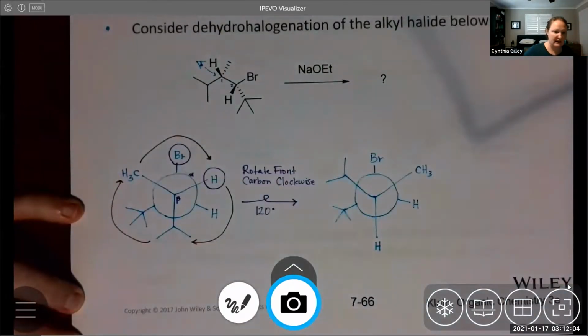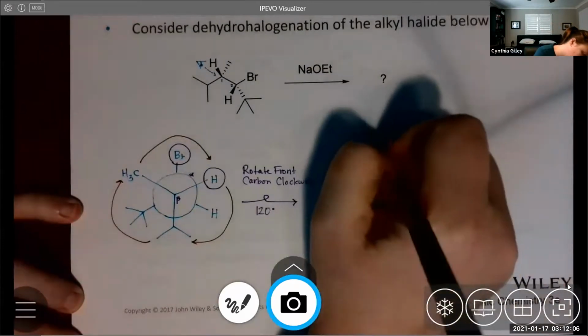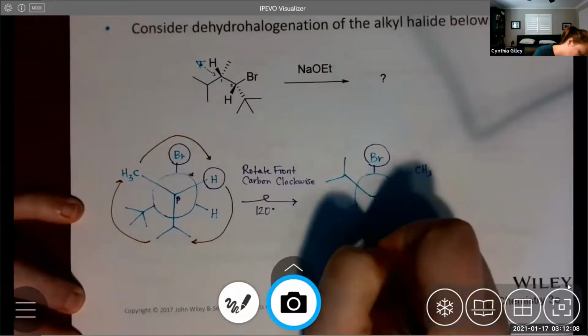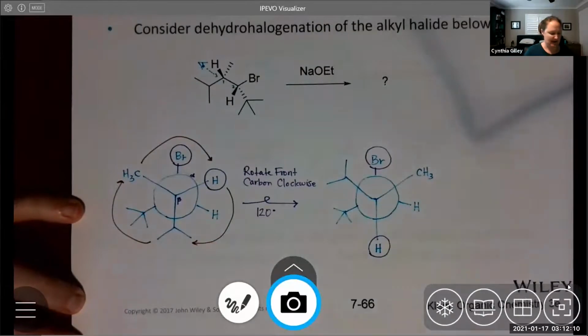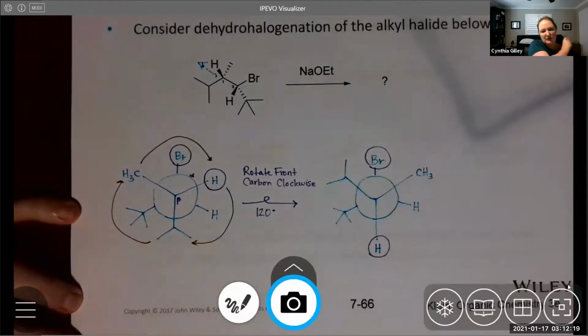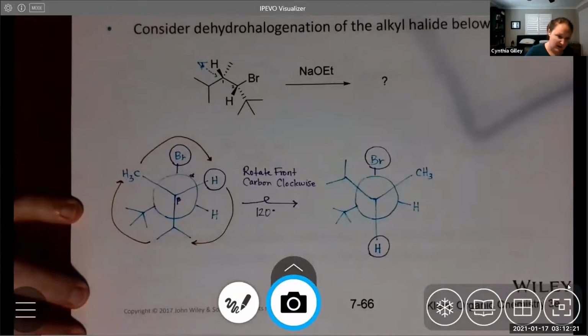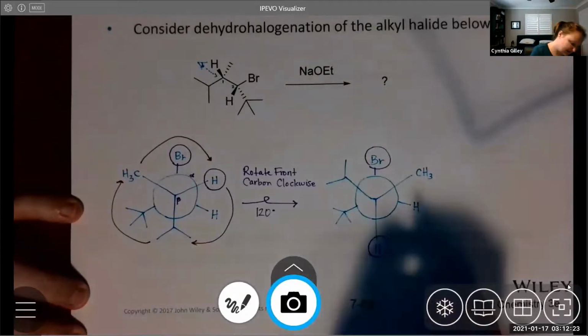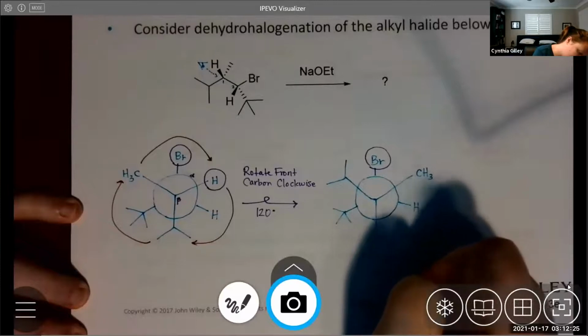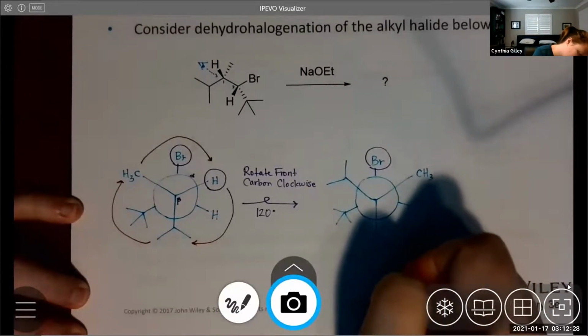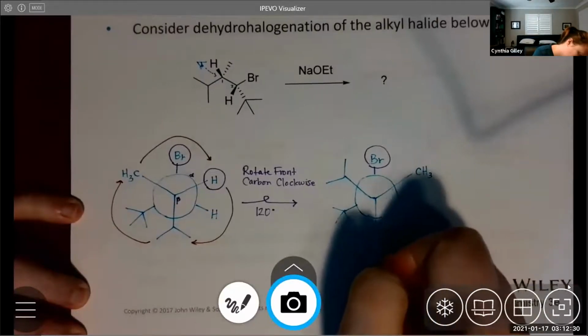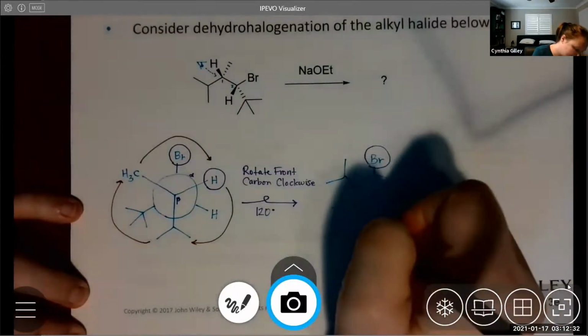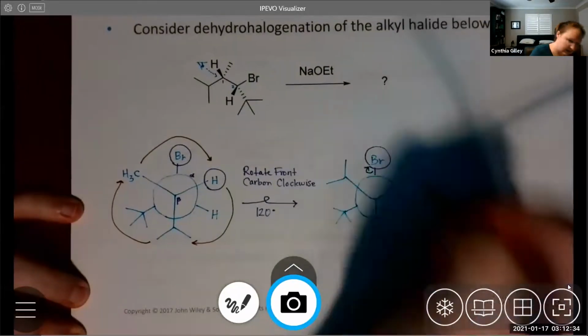So again, focusing on the two groups that are important to me, the leaving group and the hydrogen that's removed. I now have these anti to one another, which is great because this is the required transition state for the reaction to occur. Right? So now what happens is the base, which is our ethoxide, is going to come in and take this proton. We're going to form a pi bond, and we're going to lose our leaving group.